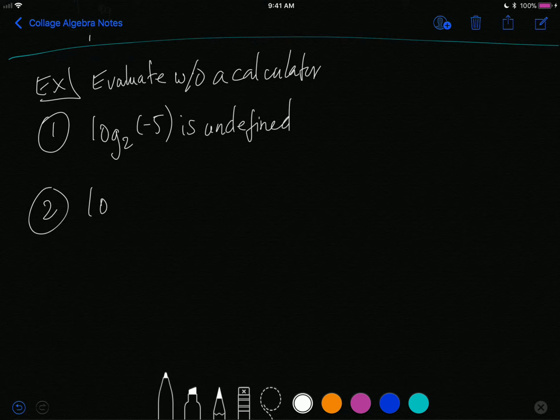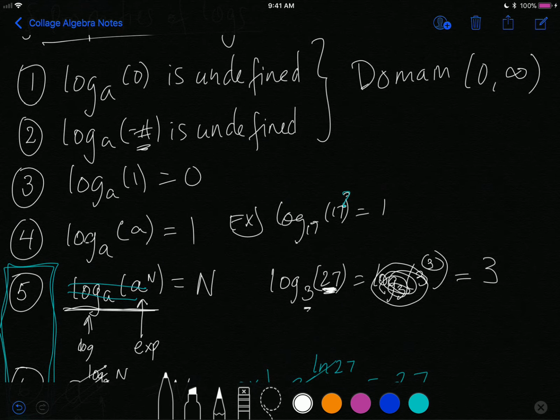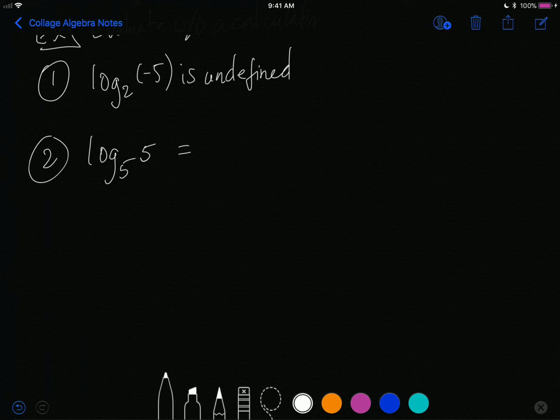Let's try again. Log base 5 of 5. Well, what does this evaluate to? Well, when these two numbers are the same, the answer is 1. So log base 5 of 5 is just 1.